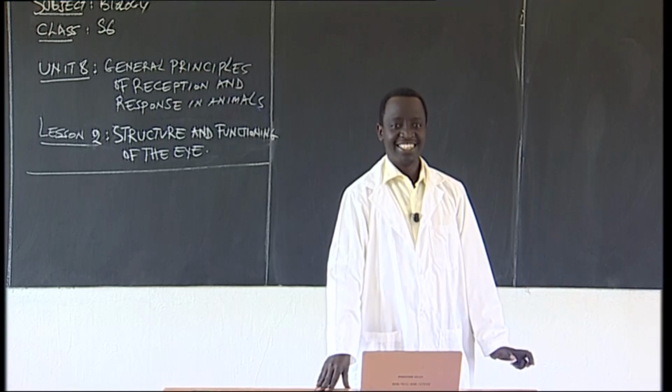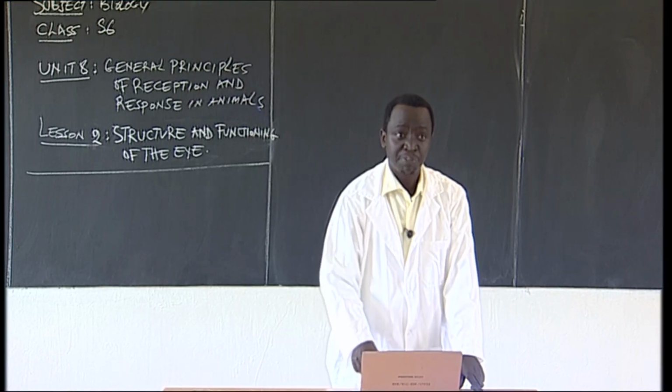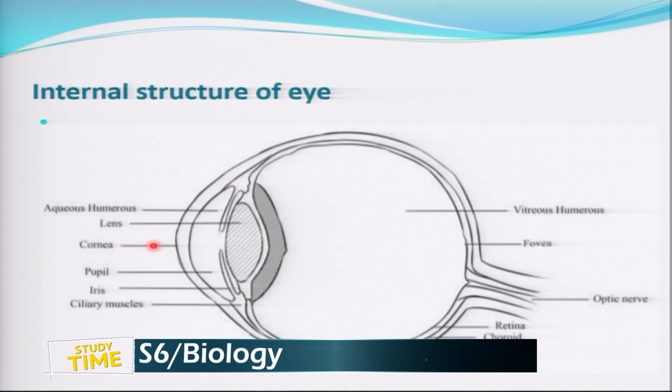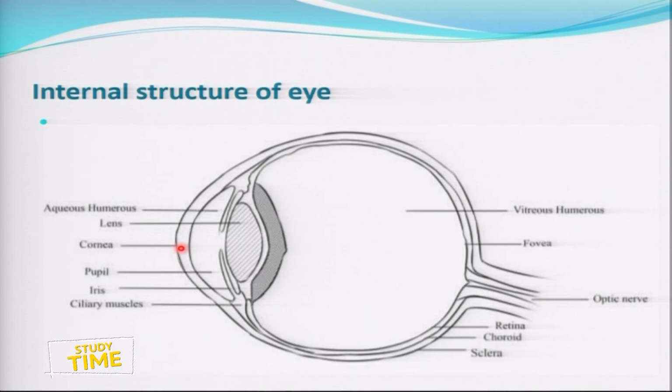Is it clear? Nice. You can see even the internal structure of the eye. Are you together? You can look on the screen. So let's start here. This part here is called the cornea. And then the eye has three main layers. We have this external layer, which is called sclera. We have the middle layer, which is called choroid. Then you have the inner one, which is called retina.